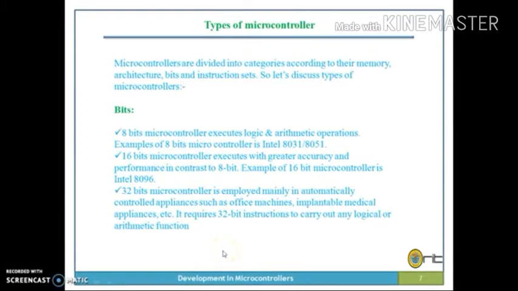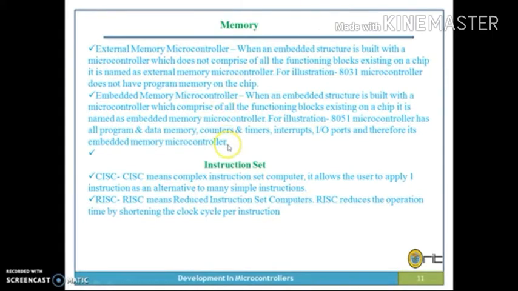Then the 32-bit microcontroller is employed mainly in automatically controlled appliances such as office machines, implantable medical appliances, etc.